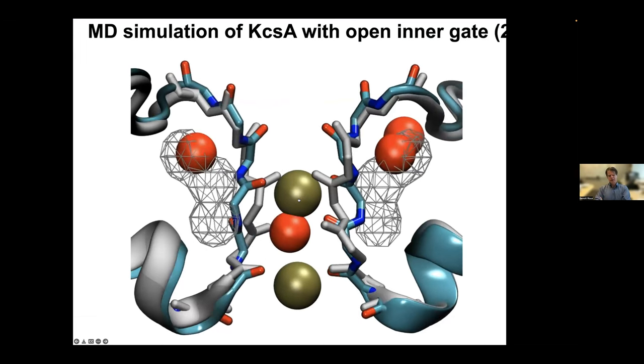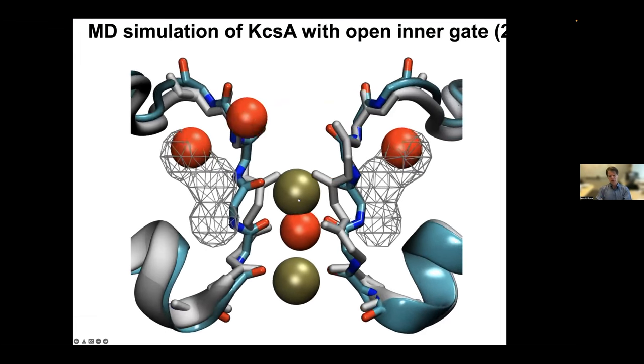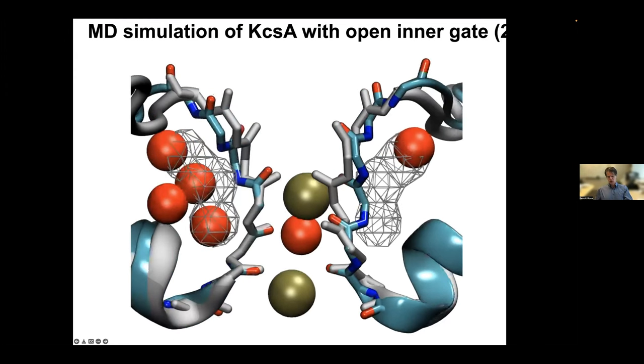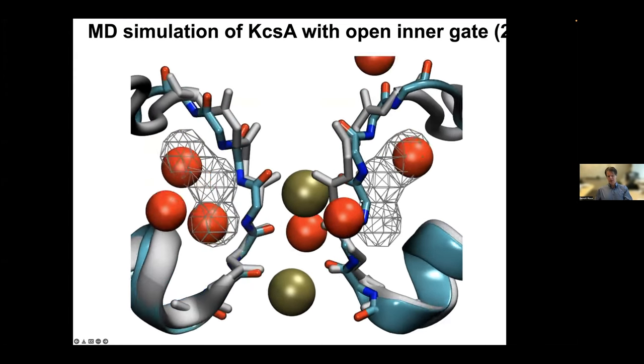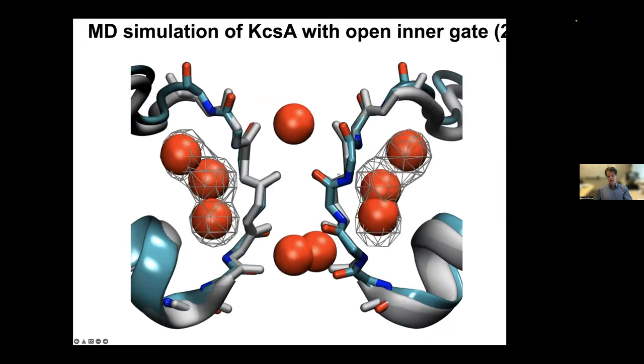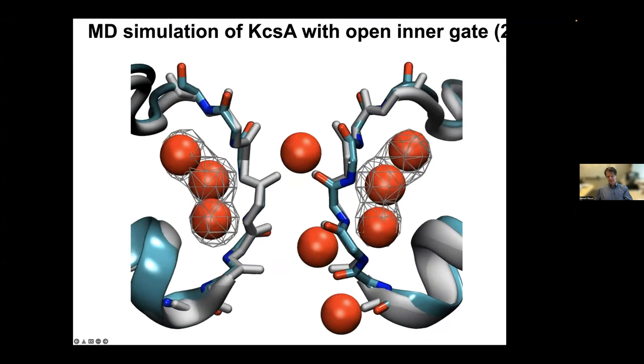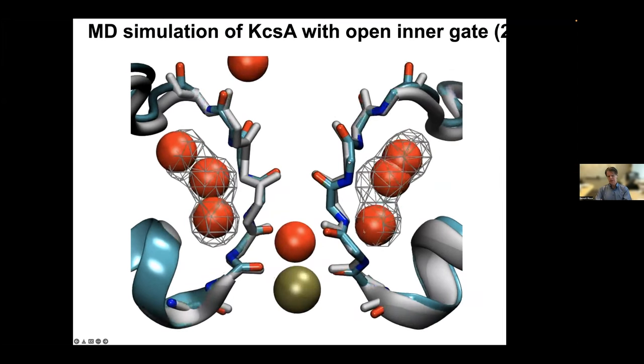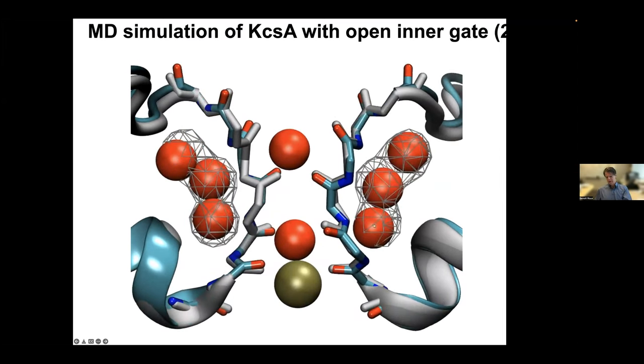Well, for example, if you take the potassium channel and you start from a conductive state and you run molecular dynamics, you can see from the cyan structure, this is a conductive channel, but it will make a spontaneous conformational change to this gray conformation. And the gray conformation is actually a crystal structure of the inactivated state. And you see here the three waters that bind there.